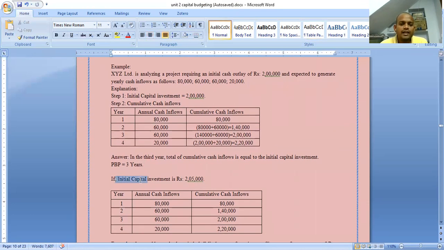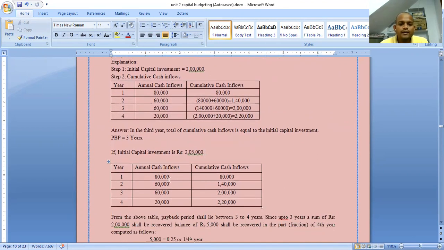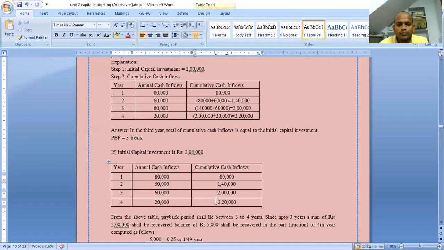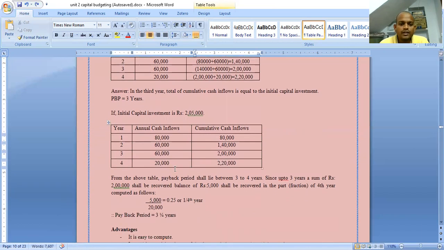If the initial capital investment is 2 lakh 5,000, how do we calculate? We have to determine the cumulative cash inflows. Our capital investment is 2 lakh 5,000. Within 3 years we recover 2 lakhs, so the remaining 5,000 we have to recover in the fourth year. In the fourth year, 20,000 we are expecting.